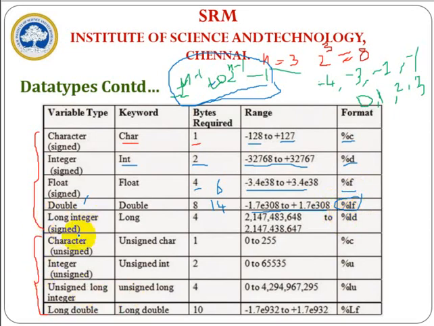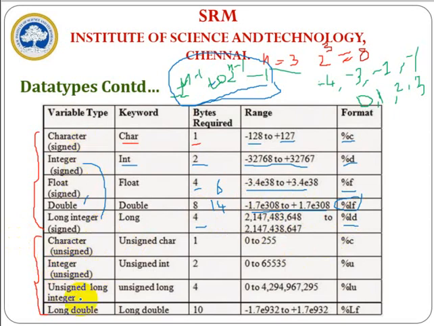And the long integer is also an extended version of the int. It's twice the bytes which may be used in an integer. So now you can see here it was 2, now this is 4. The format specifier for the long integer is %ld, and this is the range. It is nothing but minus 2 to the power of 31 to plus 2 to the power of 31 minus 1. Okay, so that is the overall range of the long integer.